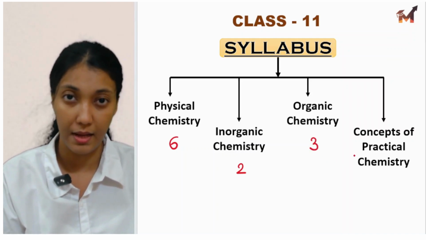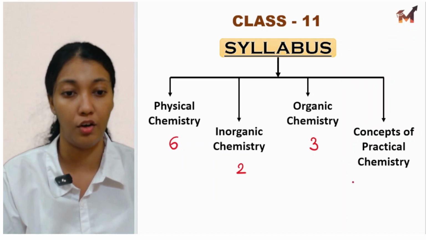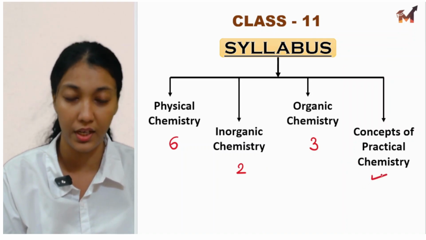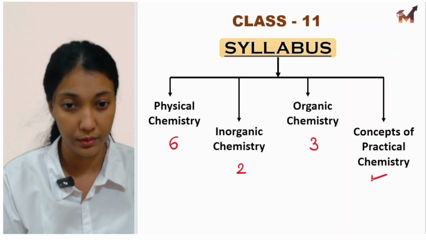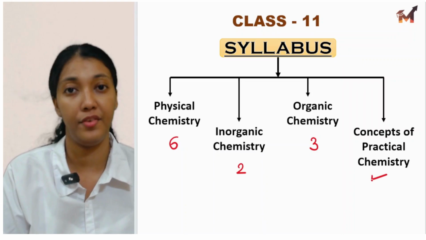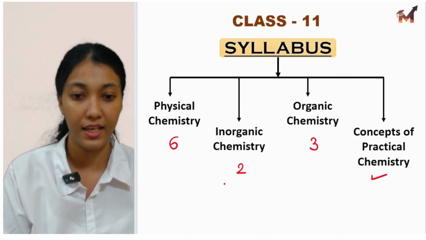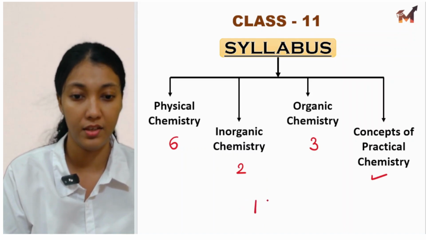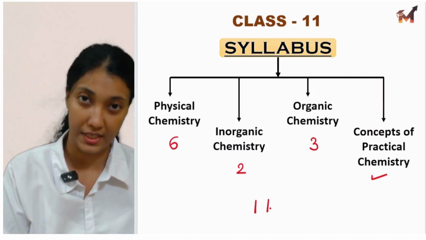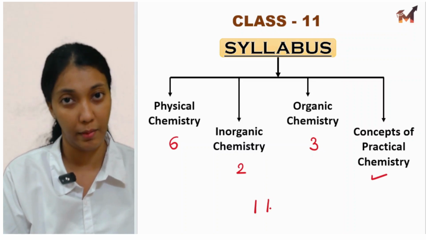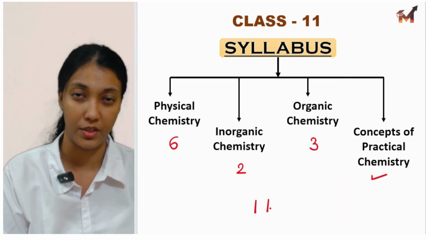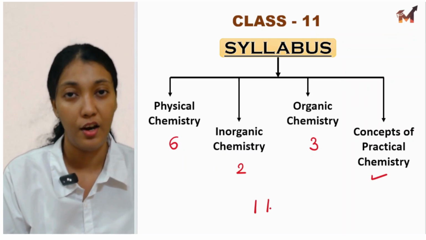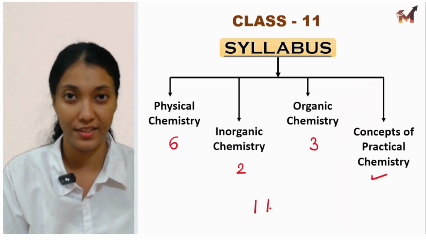In our competitive exams, we have an additional topic of the concepts of practical chemistry, which I will also discuss with you. Apart from that, if we add all this, we will see कि class 11 के लिए हमको total study करने होंगे 11 chapters, 6 from physical chemistry, 2 from inorganic chemistry, and 3 from organic chemistry. So let us see what chapters we have to study in each section.